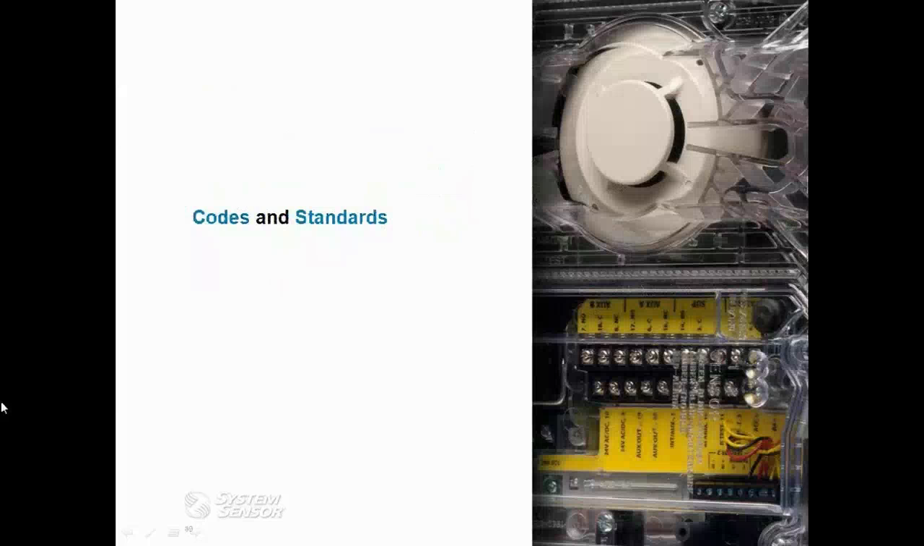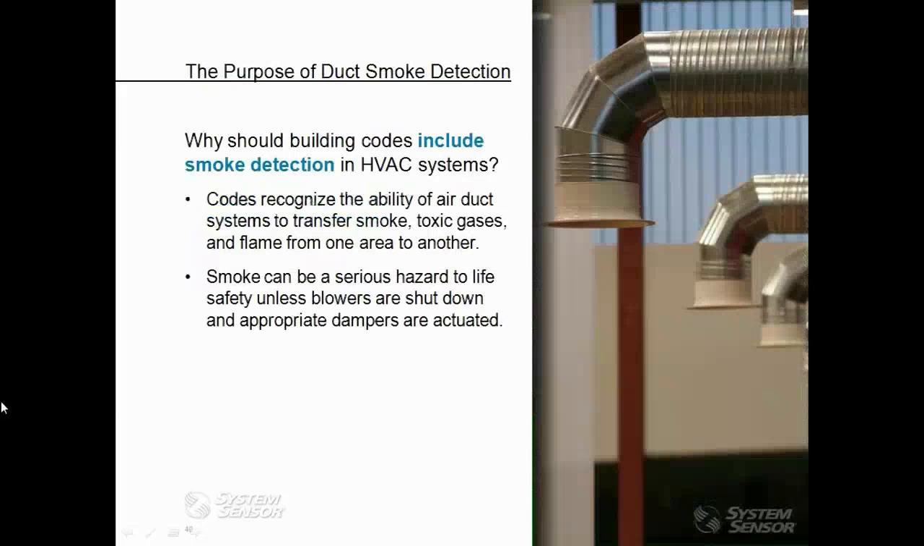Okay, now we're going to walk through a very high-level overview of the requirements for duct smoke detection in the different codes and standards. I do want to note that what we are presenting is based on national standards, and each municipality may be working off different versions of NFPA 90A or 72 or a different version of the International Mechanical Code. Also, your state or local jurisdiction may have different requirements or have adopted different versions, so be sure to check with your local AHJ to determine the exact requirements that need to be met for your area.